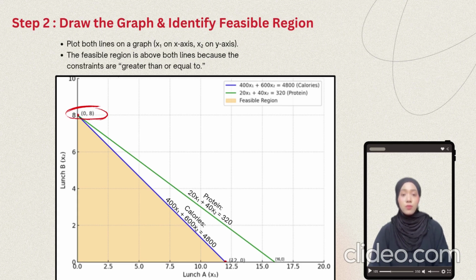Now, since both constraints are written with a greater than or equal to sign, the feasible region is the area that is above both lines. This shaded region on the graph shows all the combinations of lunch A x1 and lunch B x2 that meet the minimum requirements for calories and protein. In other words, any point in this region represents a valid meal plan that satisfies the nutrition targets.